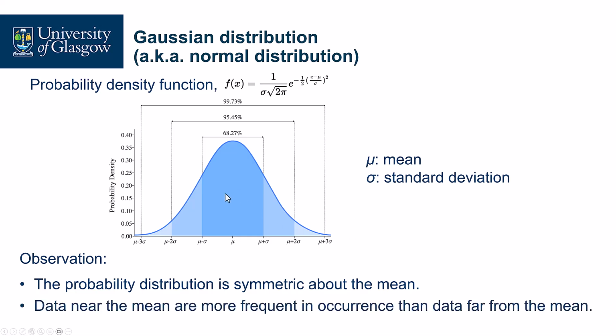The second is that the data near the average, the mean mu, are much more numerous than in the other parts. Considering all the data as 100%, within 1 sigma the data is 68%, within 2 sigma it is more than 95%, and within 3 sigma it is already 99.73%. This means that outside 3 sigma there are data points, but they are very few, right?